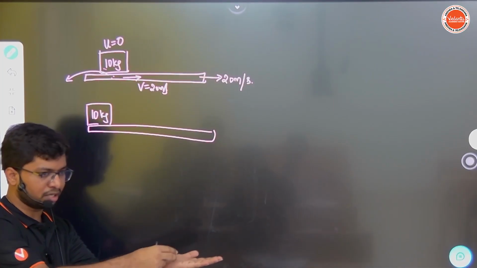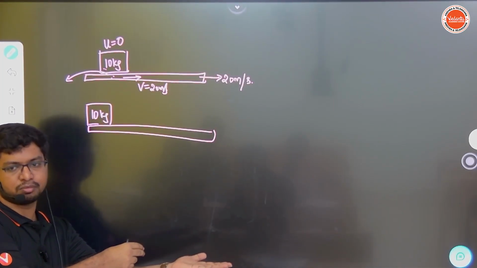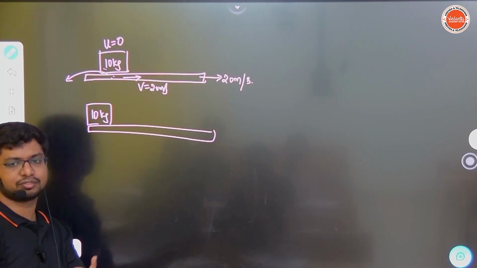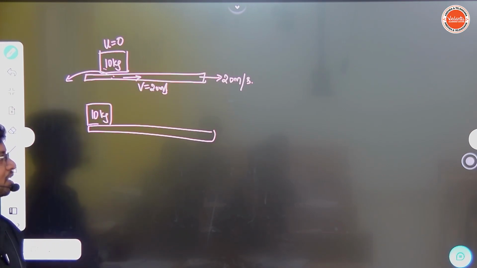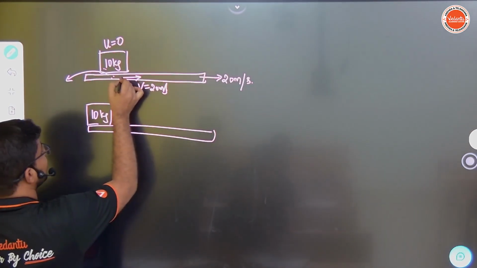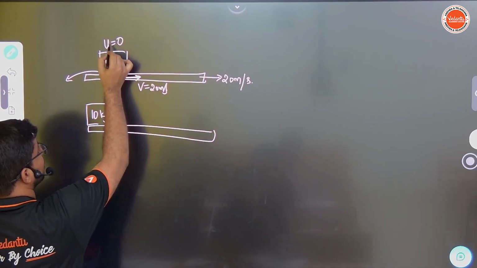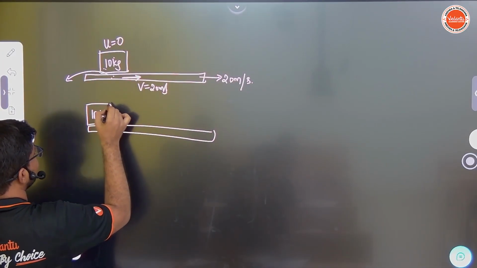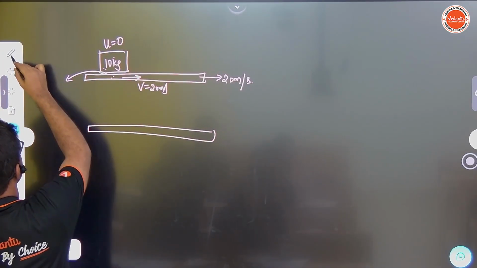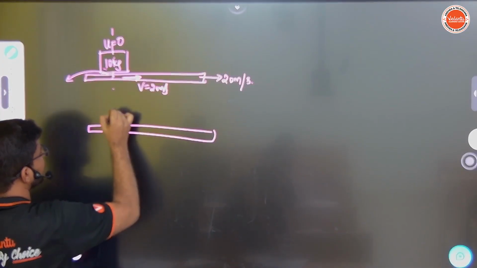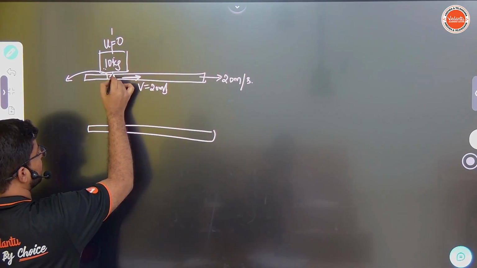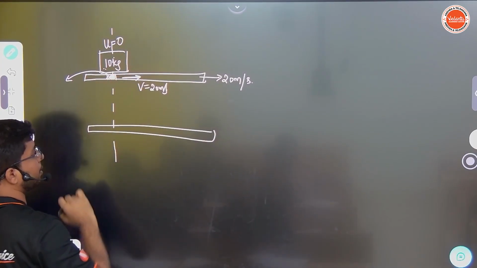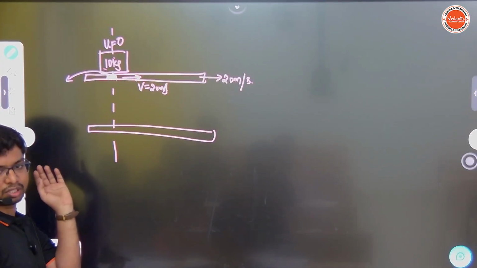With respect to the belt, your block has actually come back. Why will it be at rest? Okay, this is moving forward with respect to this belt. I am asking, okay, let me say this. I'll mark some point over here. Let me put some marking over here on the belt.